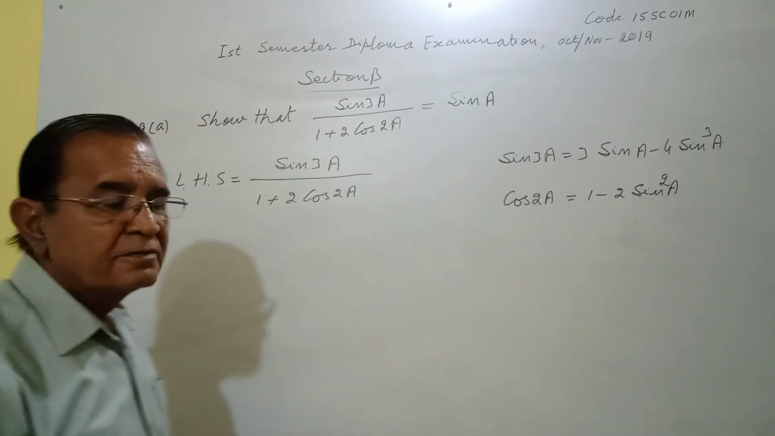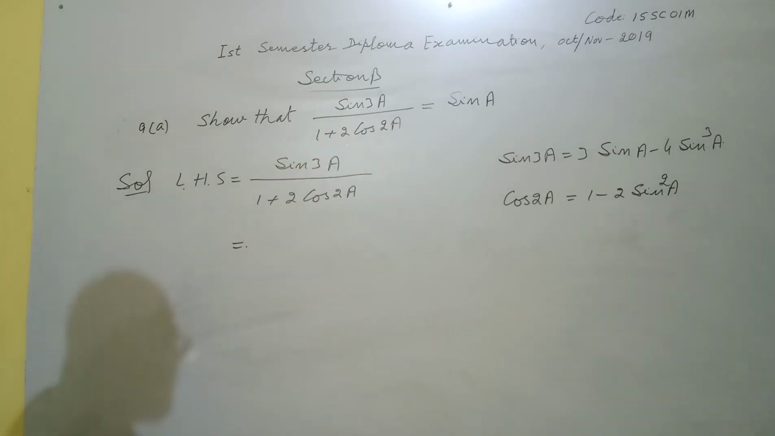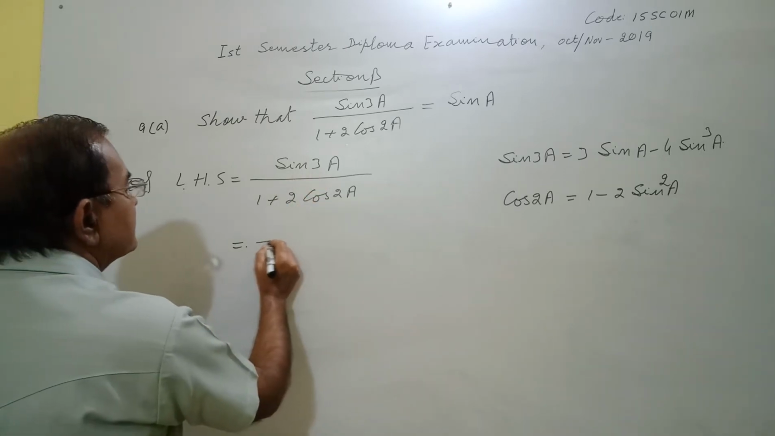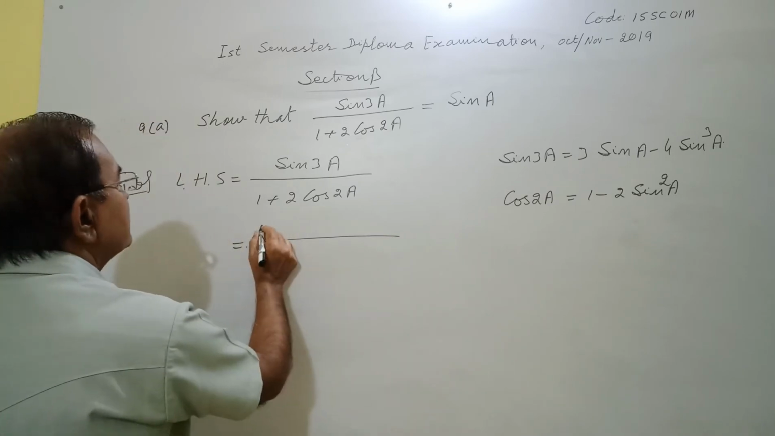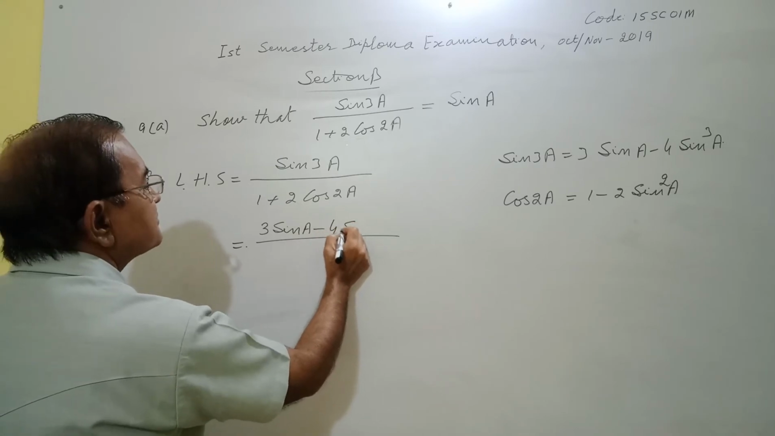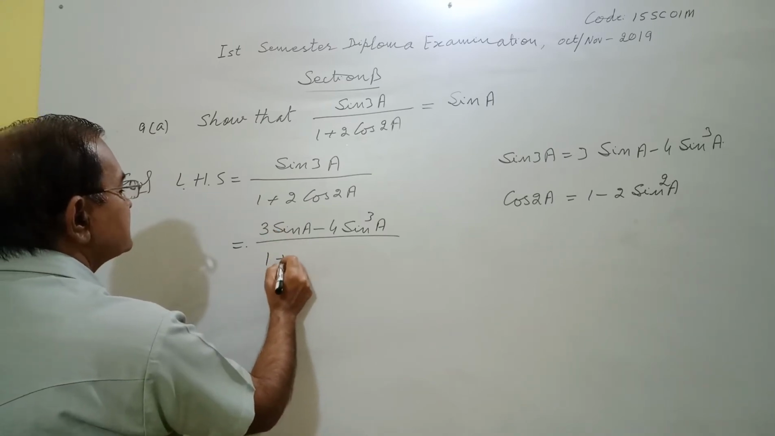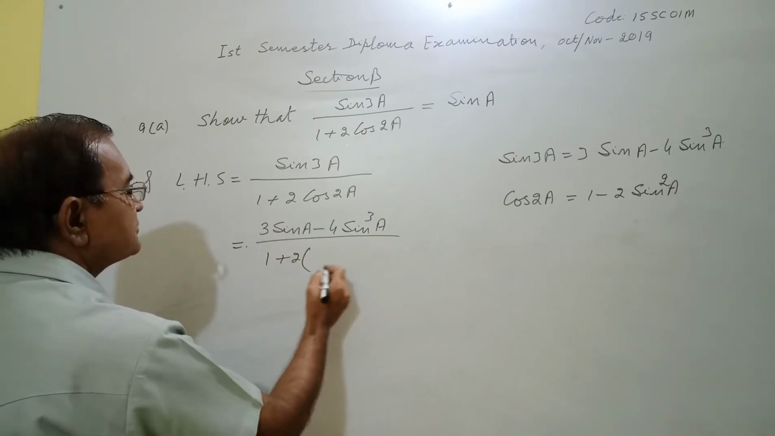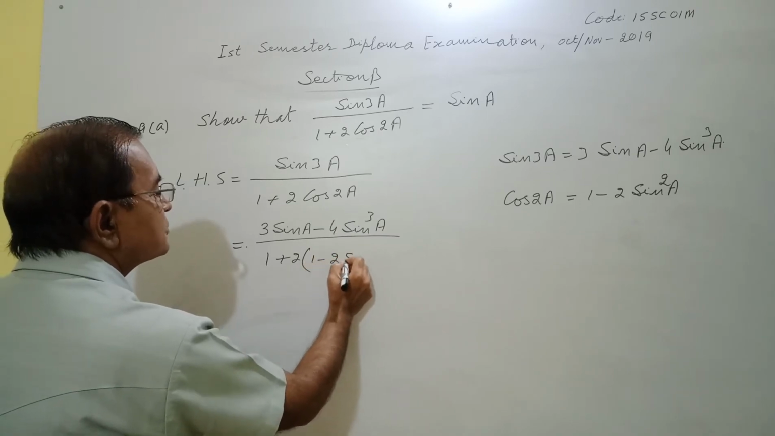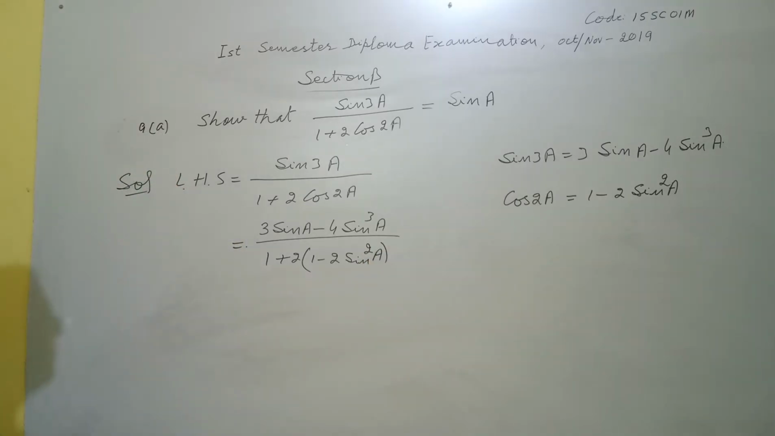Use these identities. Why am I using these identities? Our answer is in A only. There is a single angle, it's not double angle or triple angle. So sin 3a, use the identity in A, 3 sin a minus 4 sin cube a. And 1 plus 2 cos 2a in terms of sin, 1 minus 2 sin square a. So use this identity.